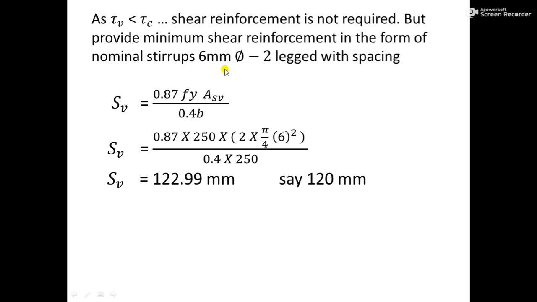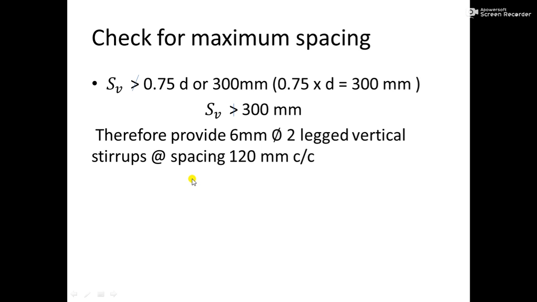As tau v is less than tau c, shear reinforcement is not required, but provide minimum shear reinforcement in the form of nominal stirrups, that is 6 mm diameter bars, 2-legged, with spacing. This is the formula for spacing. Put all the values here and calculate the spacing of stirrups. Check for maximum spacing. The maximum spacing should not be greater than 0.75 d or 300 mm.